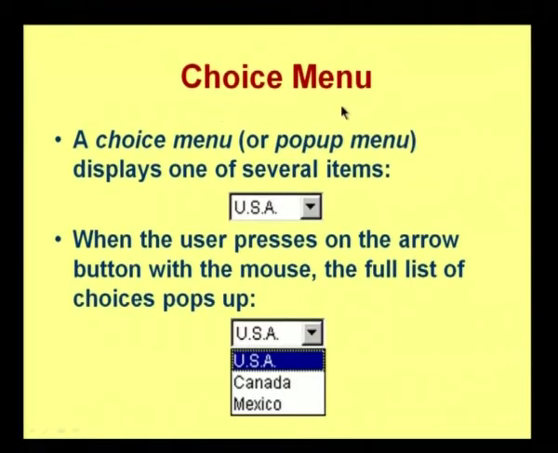Next is choice menu. Normally we name this as combo box. A choice menu or pop-up menu displays one of several items. Normally we will have this within a drop down. Whenever I have a list of values, I can drop down and select one among them. When the user presses the arrow button with the mouse, the full list of choices pops up. So, I need to add the elements. I have many elements which need to be added in this choice menu.